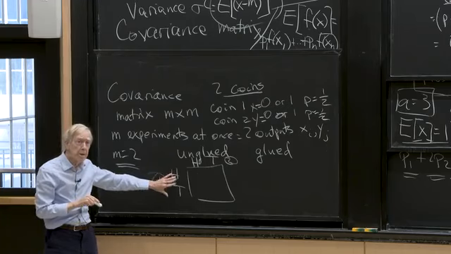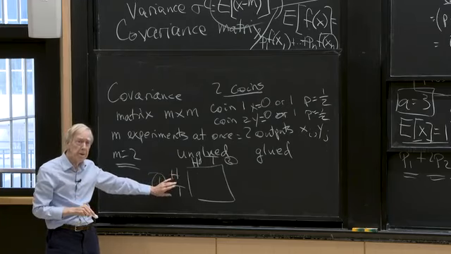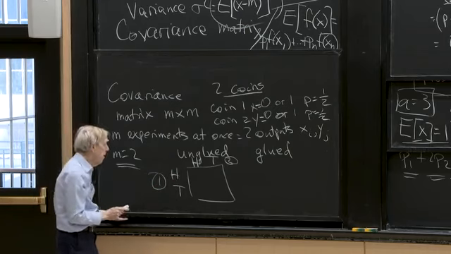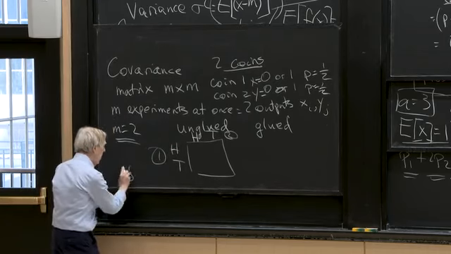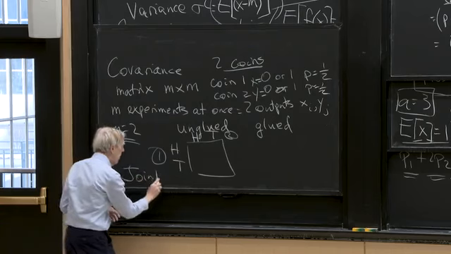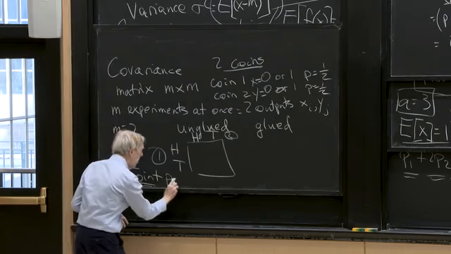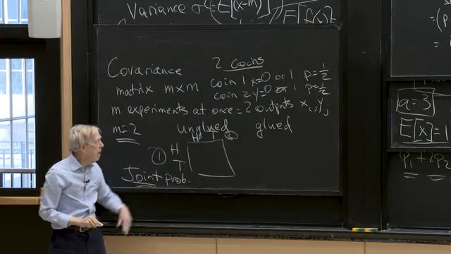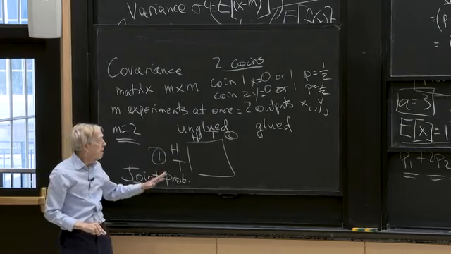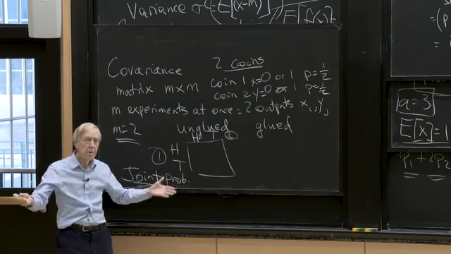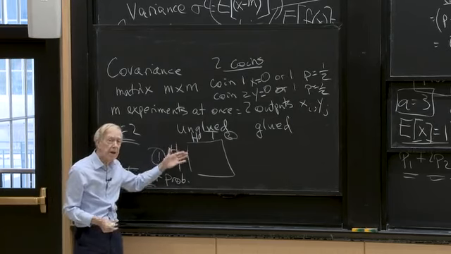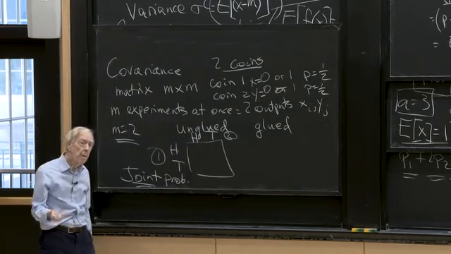So I'm going to create a little probability matrix of joint probabilities. That's really the key word that I'm discussing here. Joint probabilities. So let's complete that matrix. So I have unglued coins, independent coins. I flip them both. What are the chances of getting heads on both? 1/4.